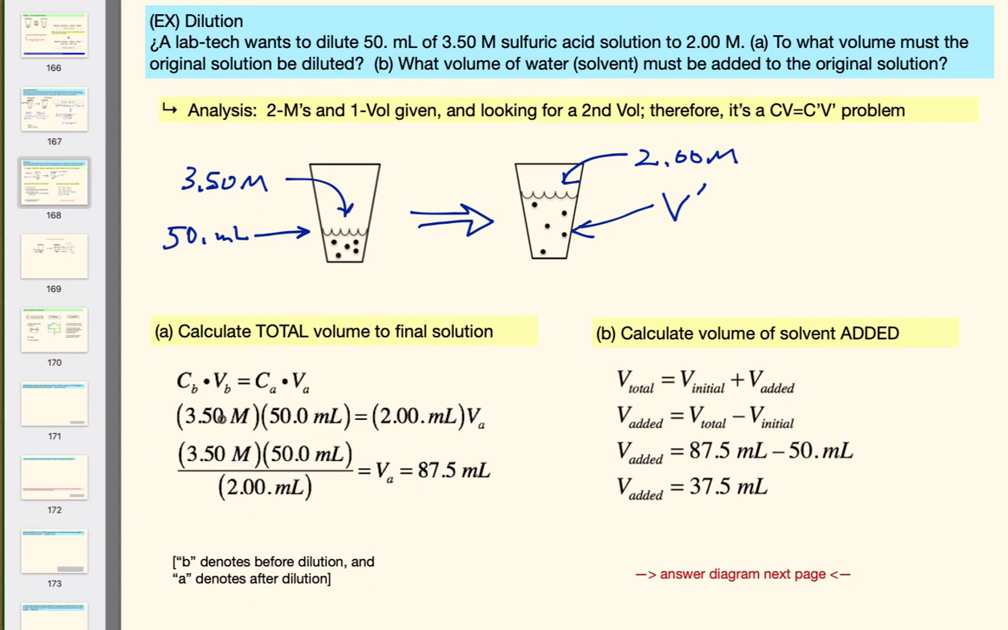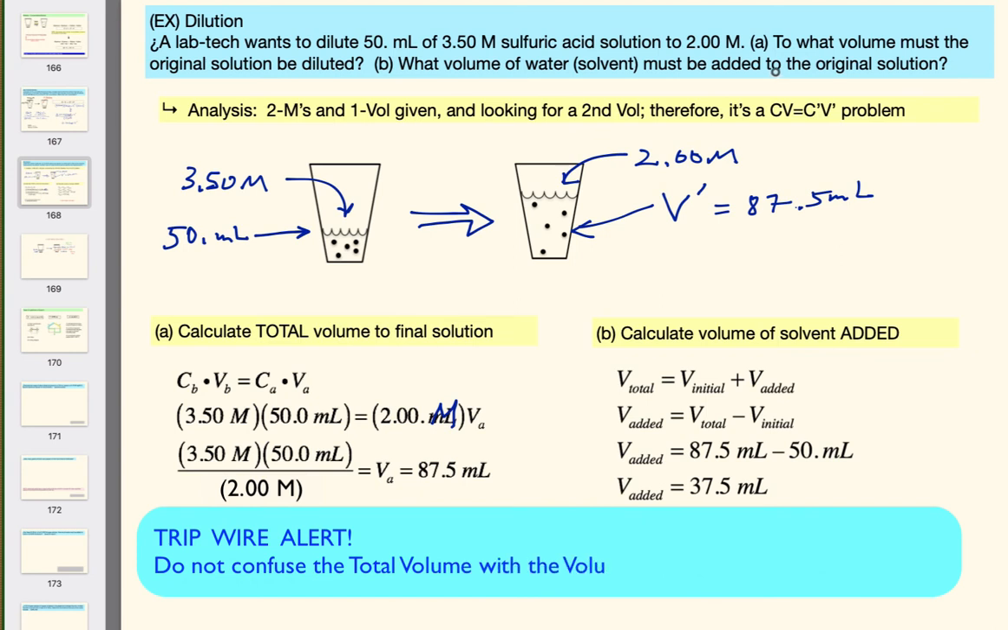So before we had 3.5 molar and 5 milliliters. After, we now have 2 molar, and I don't know the volume. And once I do the calculation, I wind up with 87.5 milliliters. That's my new volume. Now here's the tricky part. What volume of water must be added?